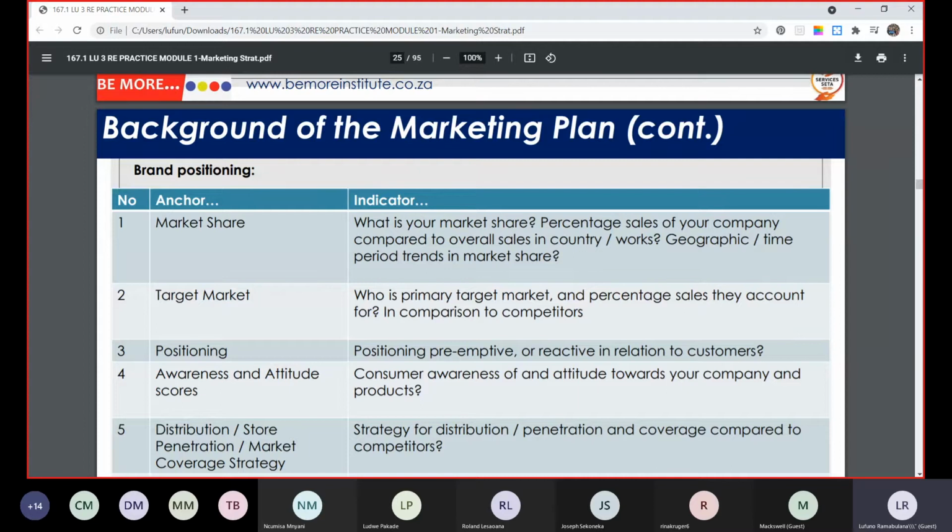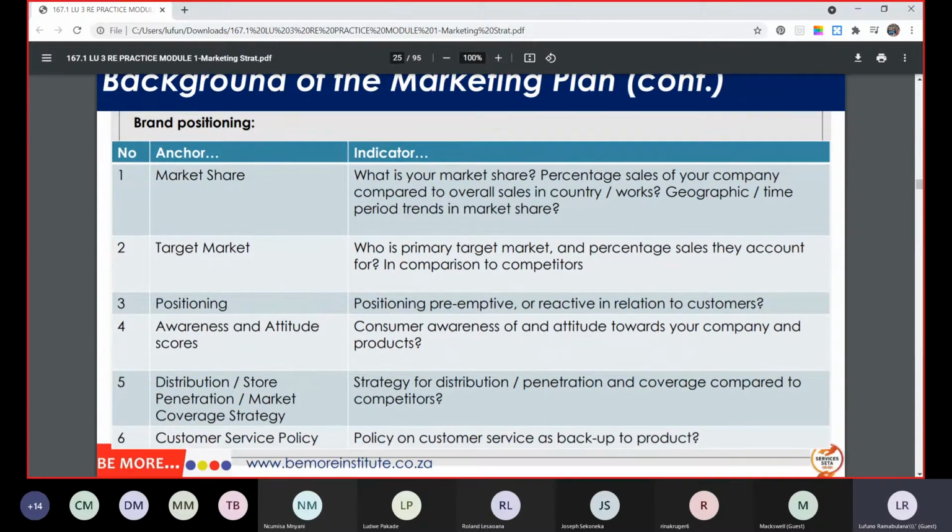Your market share: what is your market share? What's the percentage of sales of your company compared to overall sales in the country, based on your geography or a specific area, the time period, and trends in the market share? Your target market: who's your primary target market, and what percentage of sales do they account for in comparison to your competitors? So it's important to see the sales that they account for. You could have a target market, but in terms of your sales compared to your competitors, maybe it's very low. It may not be that desirable after all.